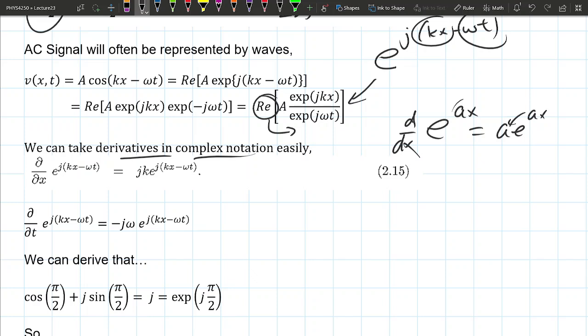When you take a time derivative, now we're ignoring the x part. Now the constant is actually j and the minus sign and an omega, and that's what pops down.